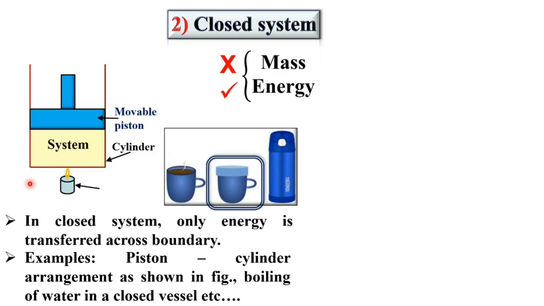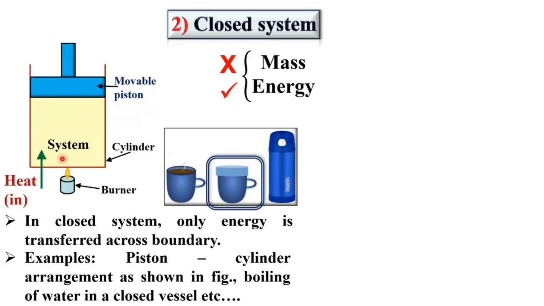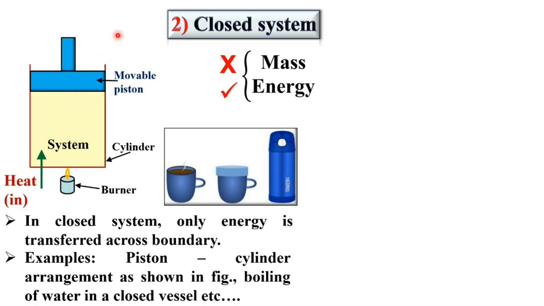So if we supply a certain amount of heat with the help of the burner to the system, then heat is transferred. That means we can say energy is transferred from the surrounding to system, and due to that it will expand. But due to the expansion of the system, mass is not transferred, only the heat is transferred from the surrounding to system. That means energy is only transferred, mass is not transferred in this case, and so it is called a closed system. And so you can get the useful work done at the piston end.